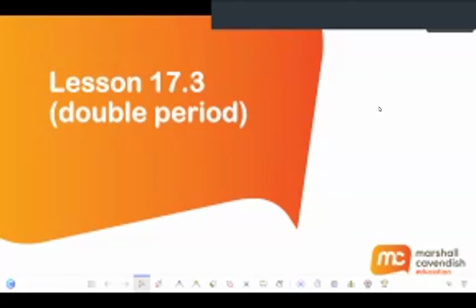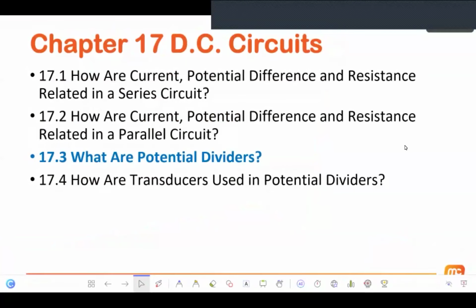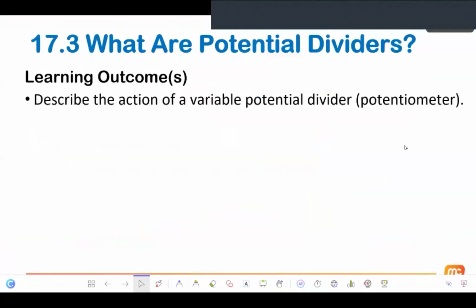DC circuits part 3. In this section, we will be covering what potential dividers are and how we use potential dividers to split the voltage of the original source. Okay, so this is the learning outcome.